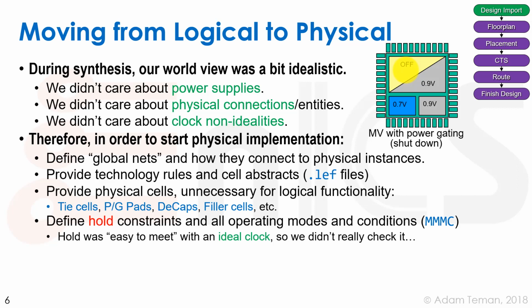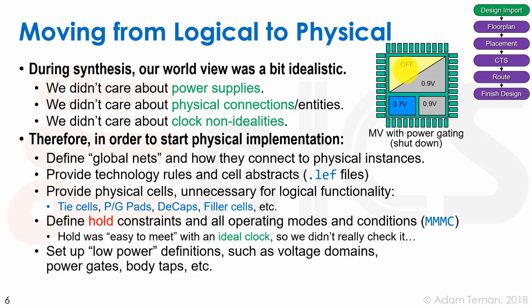We have to define hold constraints in all operating modes and conditions. This we saw we do with MMMC. But we could have used MMMC already during synthesis, but hold was very easy to meet. We had an ideal clock. We didn't really check it. We only checked setup. Now we have to do hold as well. And we have all kinds of things like low power definitions, such as voltage domains, power gates, body taps, etc. This is a bit outside the context of this course, but it is something that we have to do when we move to the physical domain.